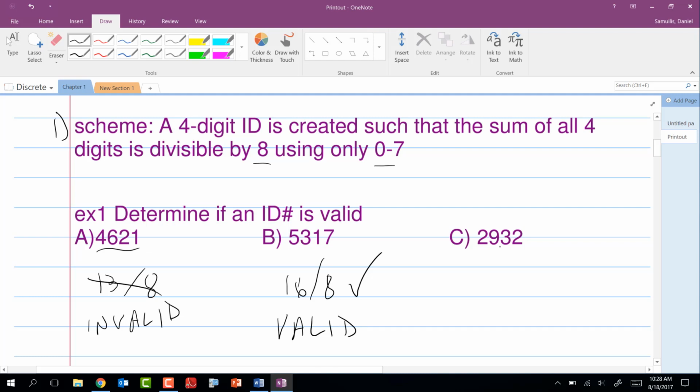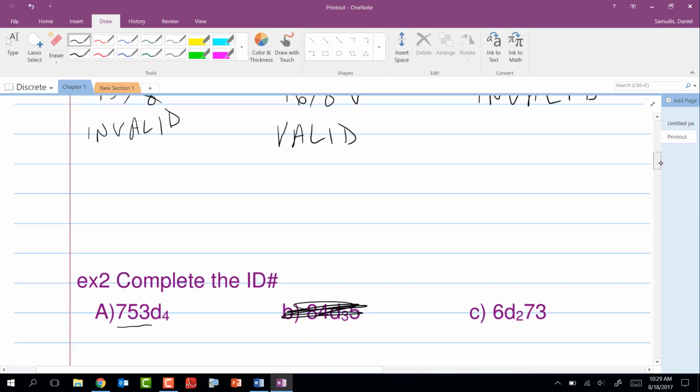And then last but not least, 2932. First of all, why is this invalid in the first place? There's a 9, so it's invalid. Even though that adds up to 16, I believe, again, the system says you're not supposed to use 0 through, or only use 0 through 7. So silly. So just make sure we understand that.